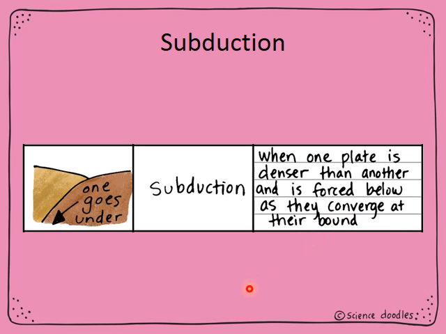This word is subduction. Subduction. When one plate is denser than another and is forced below as they converge at their boundary. Okay, so here we have two plates that are moving towards each other because this is a convergent boundary. This plate is more dense than this one, and so it's going to sink under the less dense plate. It's just like with density and floating. Whichever one has the higher density means it's going to sink, and whichever one has the lower density is going to float.